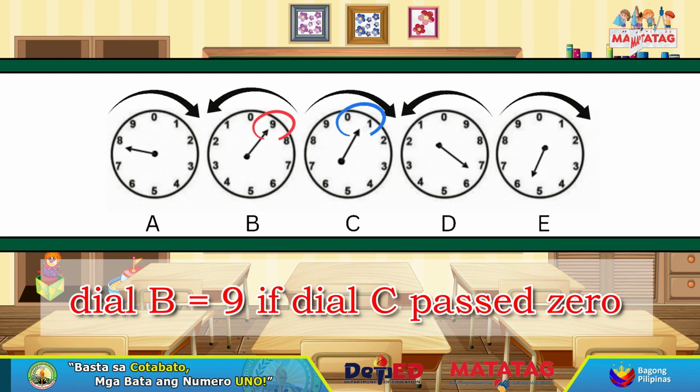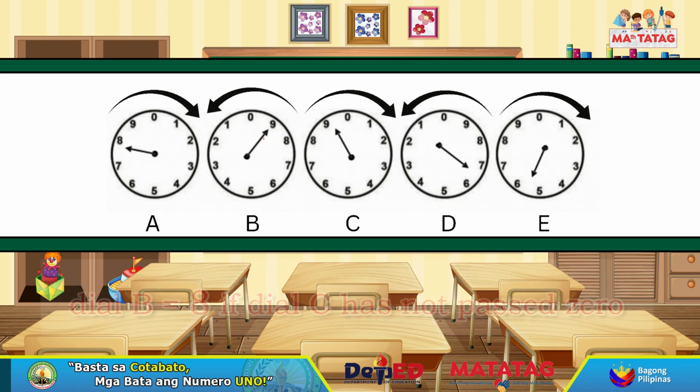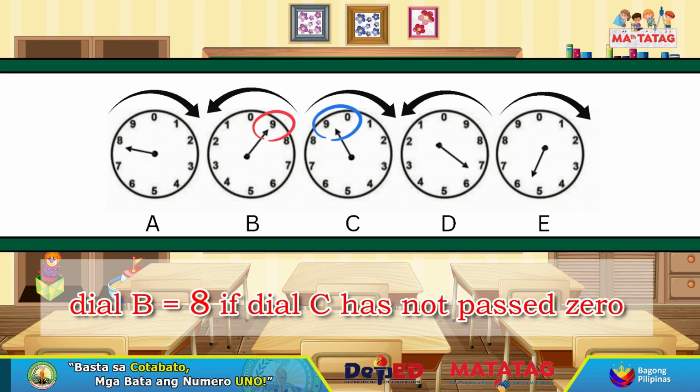If the dial on the right has passed 0, then use the number that the pointer is pointing to on the dial you are reading. If the dial has not passed 0, then make use of the smaller number on the dial you are reading.